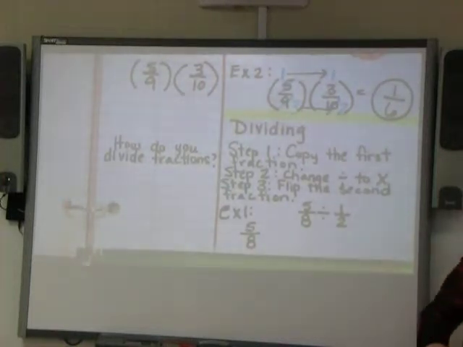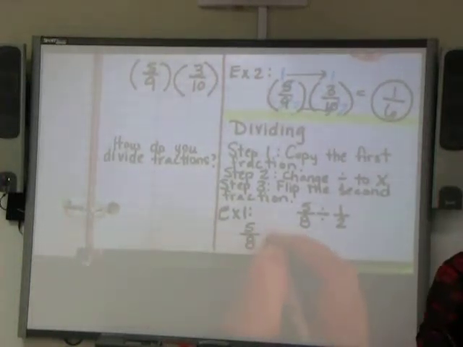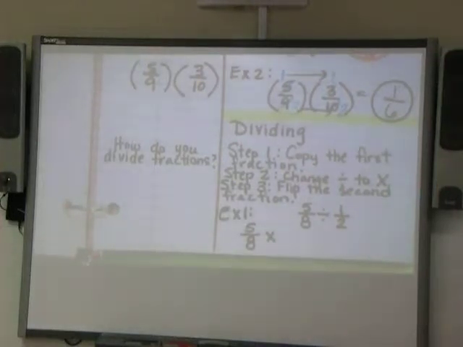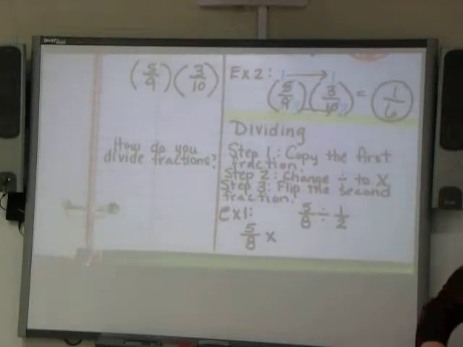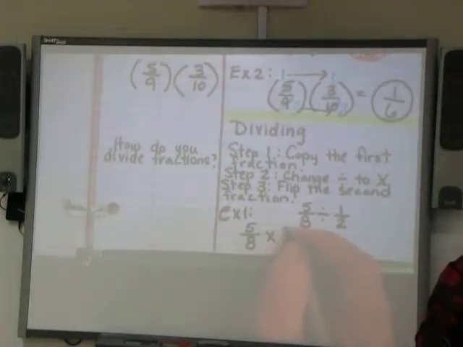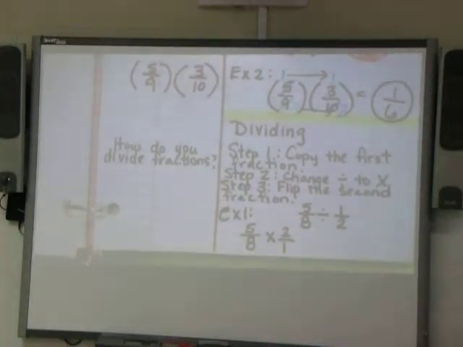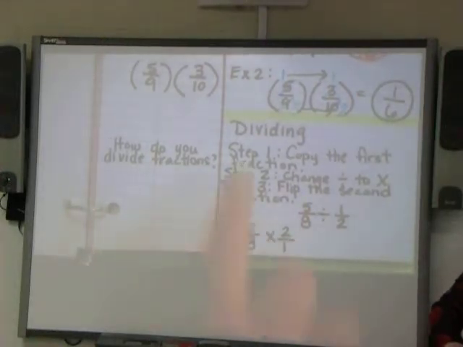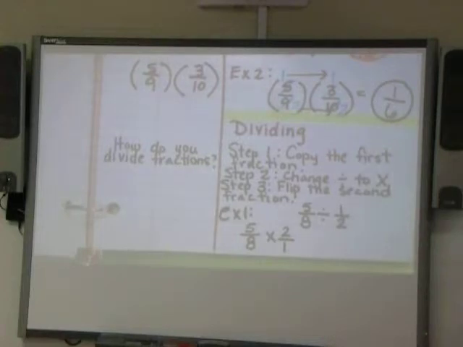Step 2 says that I change my division to multiplication. And step 3 says I flip the second fraction. So now the 2's on top and the 1's on bottom. And now it looks just like the problems we did up top, where we multiply across top, multiply across bottom, and there we've got our answer.